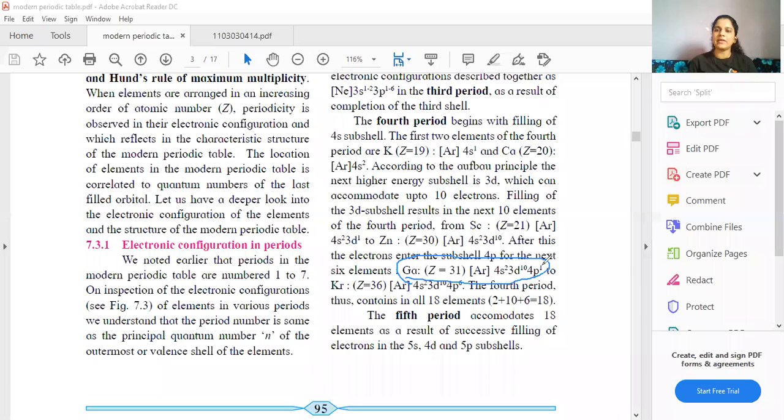Again, normally while writing configuration, I always suggest don't go for the condensed form, write the entire configuration. And see to it that you are writing it according to the energy levels, as you can observe over here. After 3s 3p, 4s comes into the picture, so first fill 4s2 and then write 3d10. So this is according to the energy level. All these points we have already discussed.